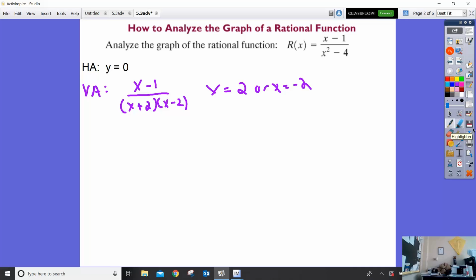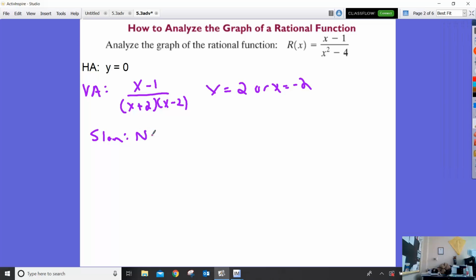Does it have a slant asymptote? Oblique? There is none. Because the denominator is greater, it would have to be one higher for a slant asymptote. So there's no slant asymptote.